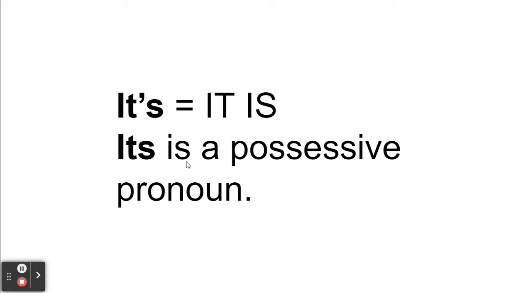The other its, which does not have an apostrophe, is a possessive pronoun. That means that this is talking about something that belongs to something else. Let me show you some examples.